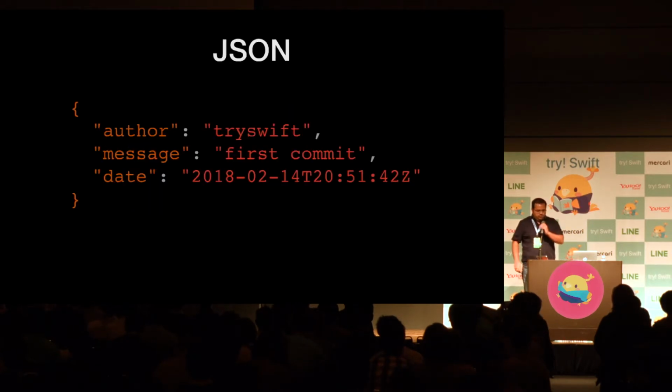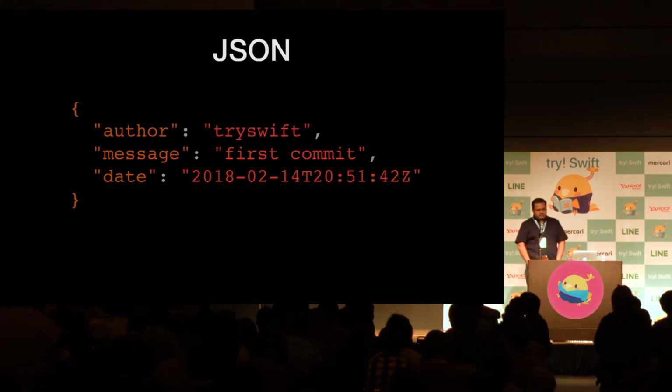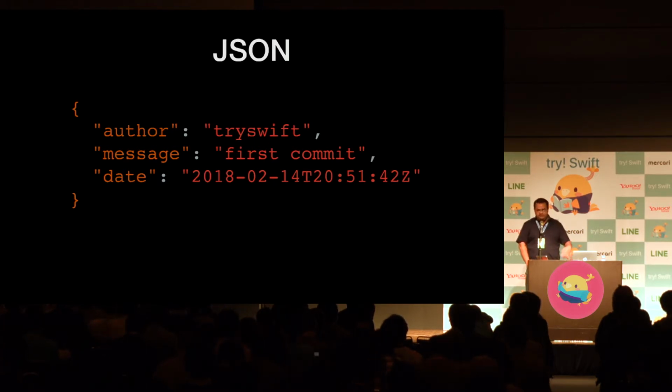So today, we're going to talk a lot about JSON. Let's start with this simple JSON string that represents a commit. It's a very trivial JSON string, very unlike what you would work with in your real applications. So you have an author, you have a message, and you have the date, which corresponds to a commit.